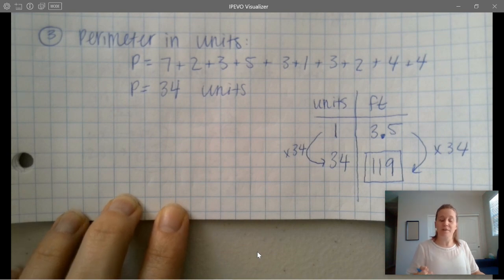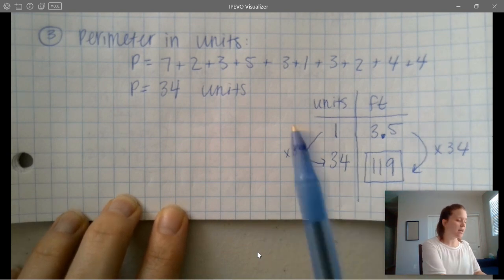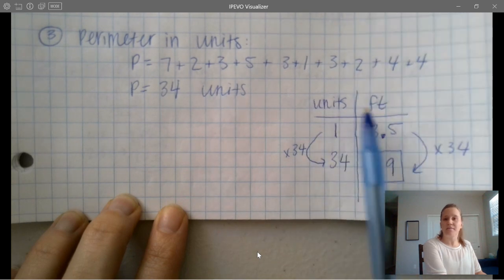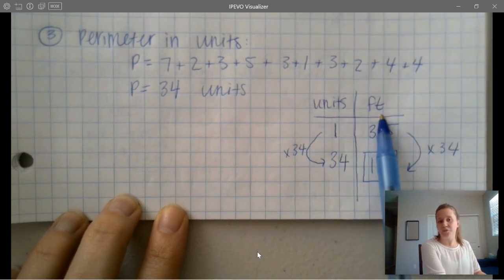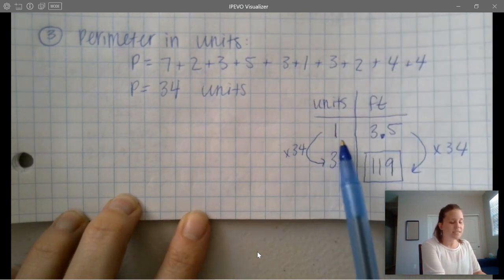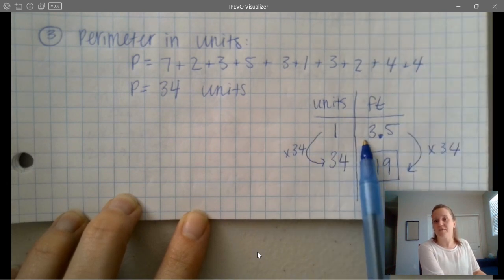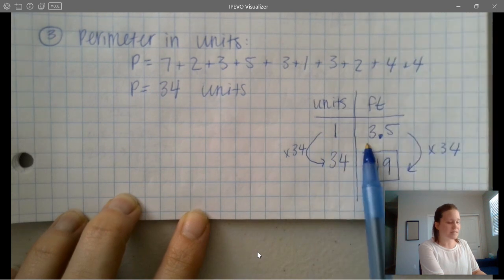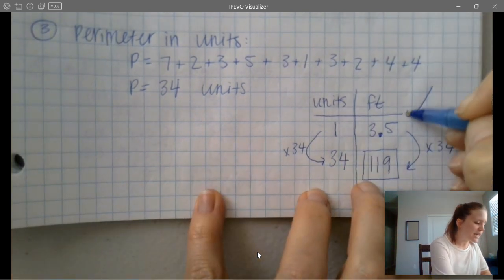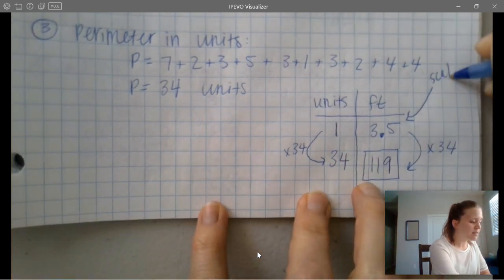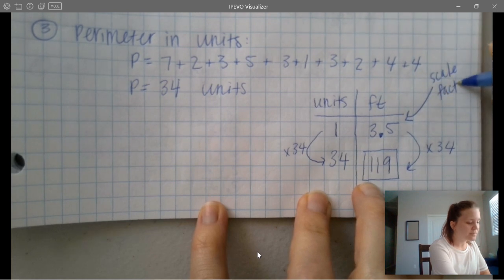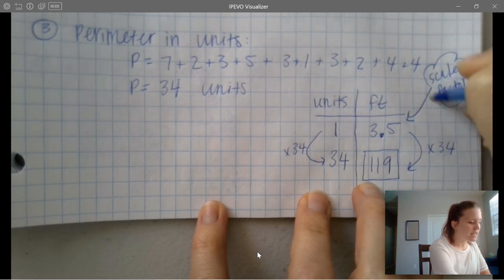However, it asks for the perimeter of the actual office. So I'm going to go ahead and convert my units in the scale drawing to feet in the actual office using my scale factor of 1 unit to 3.5 feet. This scale factor was given in the question. Please label that the scale factor.